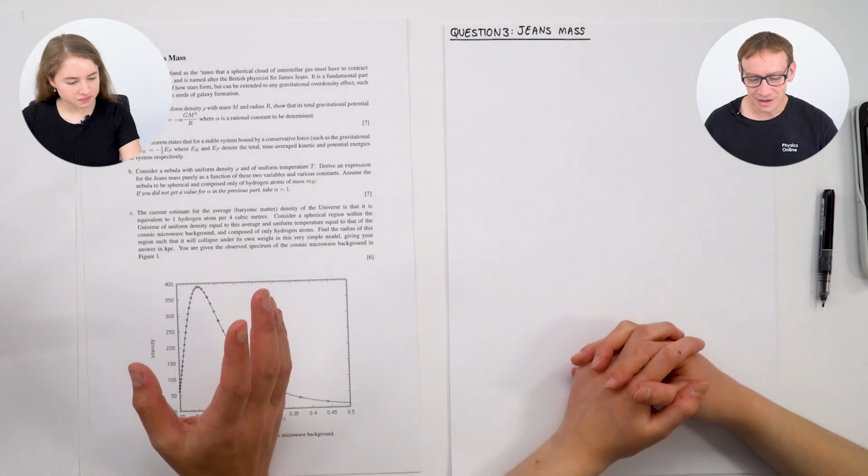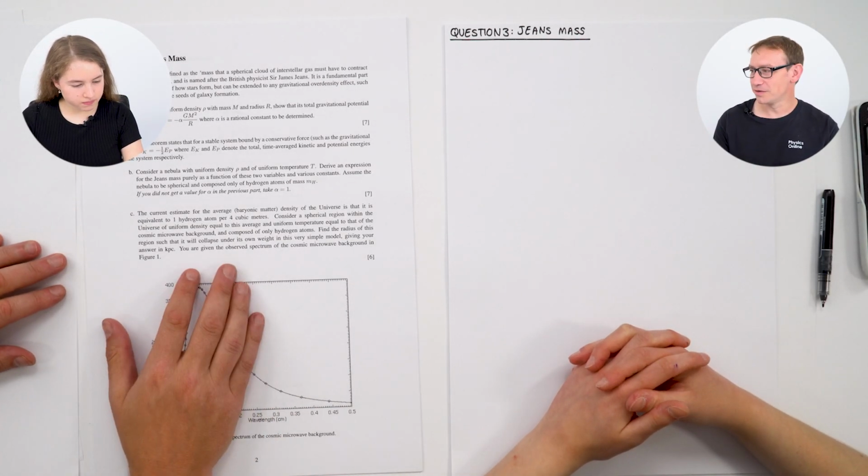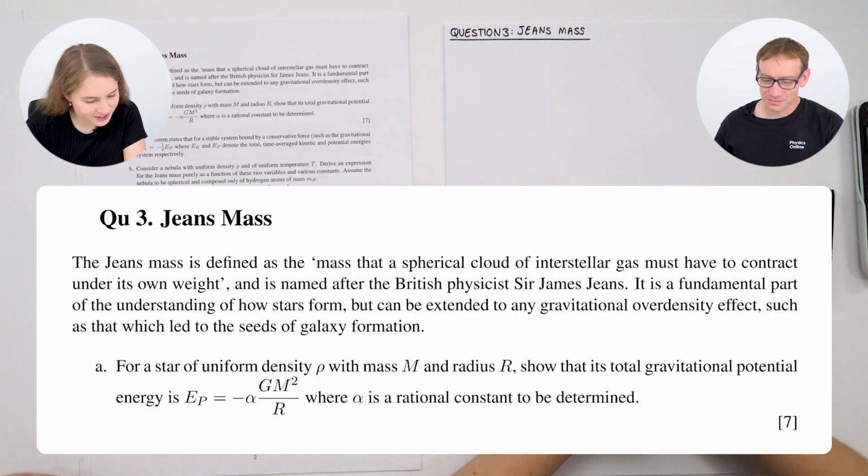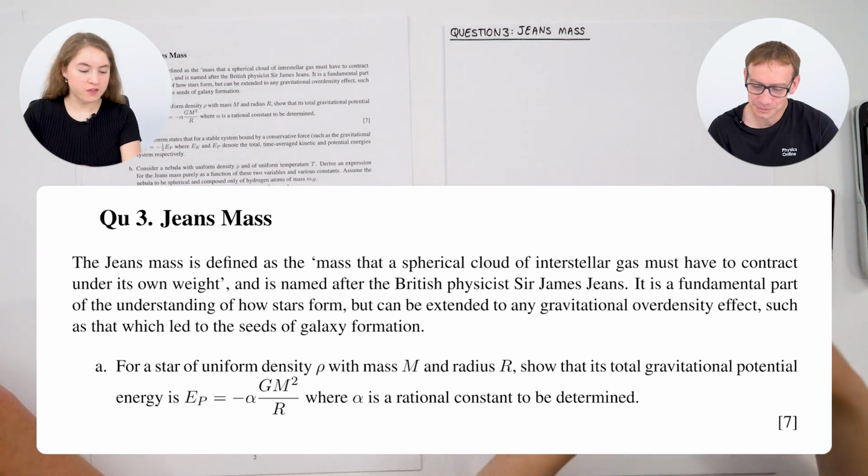So this is section 2. We're going to do question 3. Again, this is something I didn't know a lot about beforehand, about Jeans mass, but I think it's a lovely question actually. So how would you approach it? Well, first you've got to read the question. So, what is the Jeans mass?